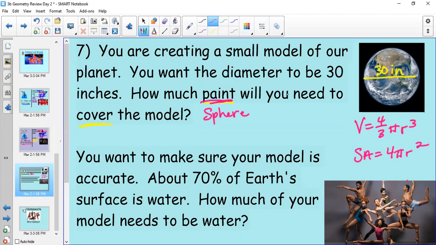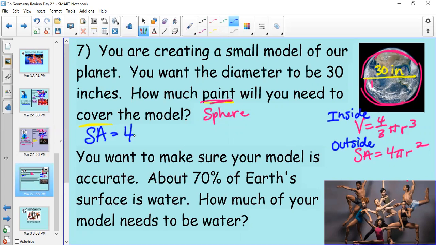If I am painting it, I'm painting the outside. One of these deals with the outside versus the other one deals with filling the shape in the inside. And the one that fills the shape in the inside is the volume. Outside is the surface area. So since we're painting the outside, we are going to be finding the surface area. So we're going to use that formula for pi.